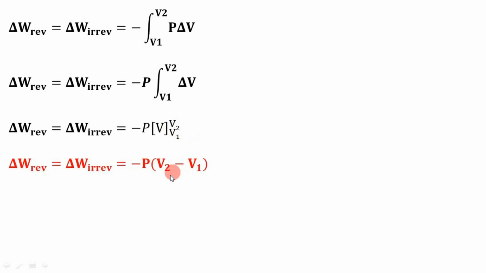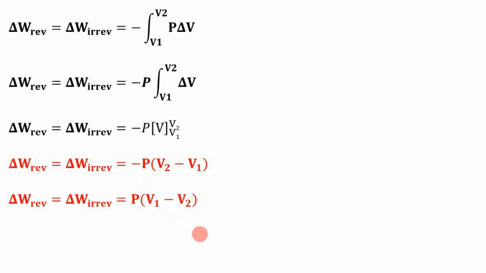In this case, we have the work done, reversible or irreversible, when you have constant pressure, equal to negative P times (V2 minus V1). We can also say that it is equal to P times (V1 minus V2), when we put this negative inside the bracket.